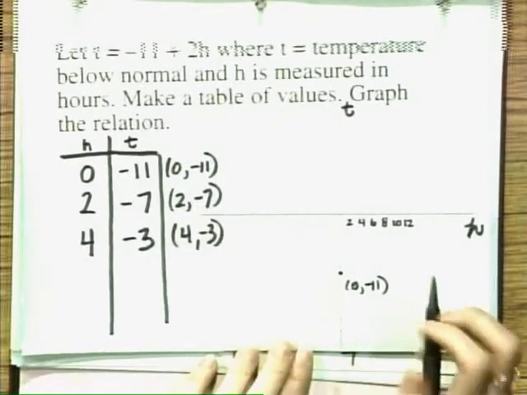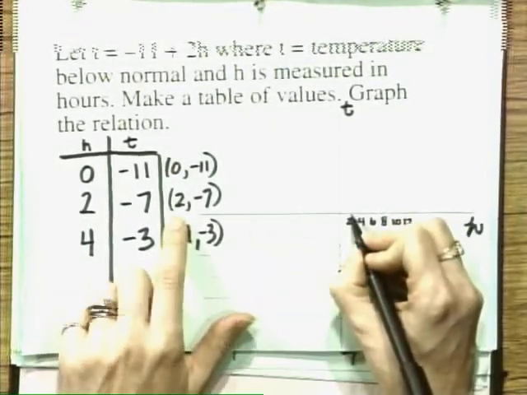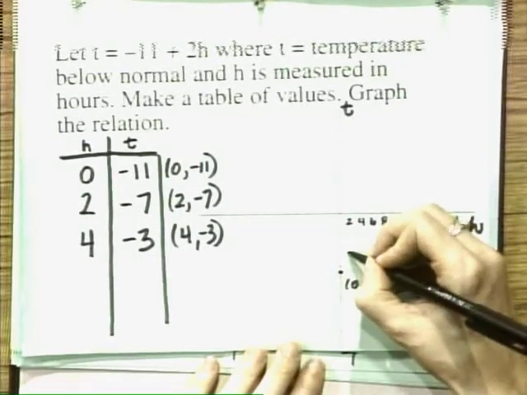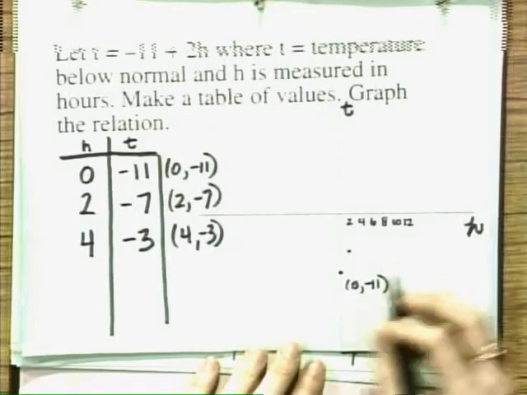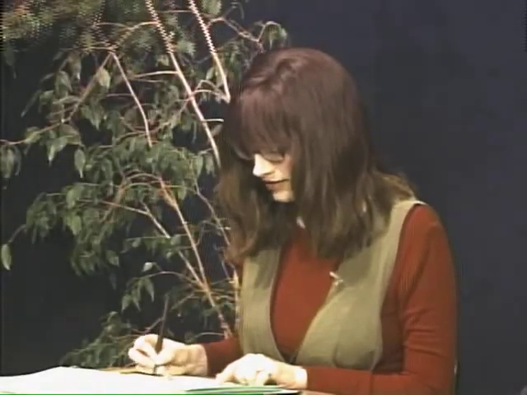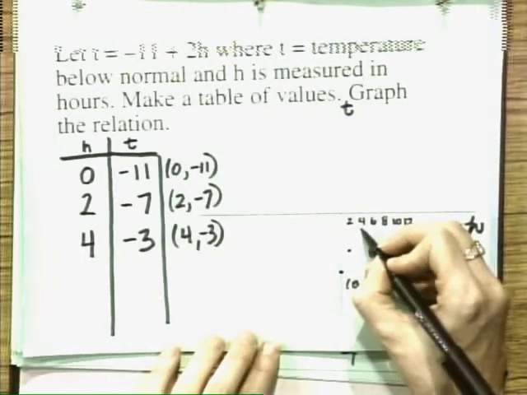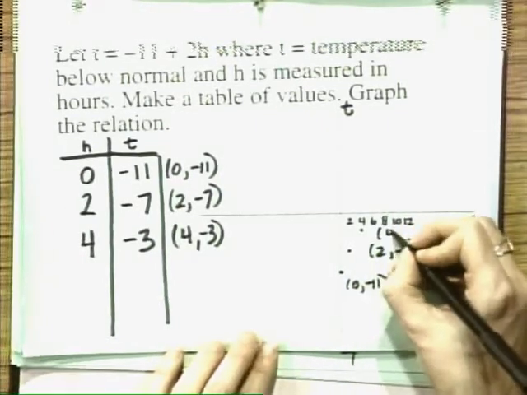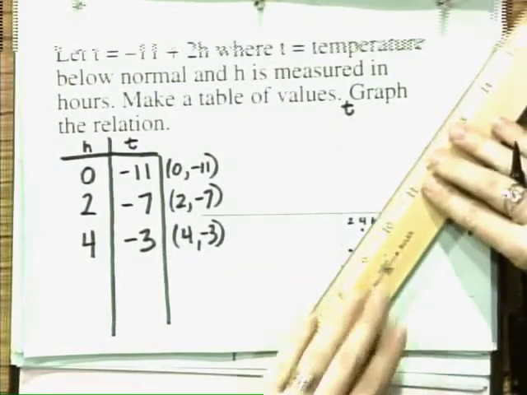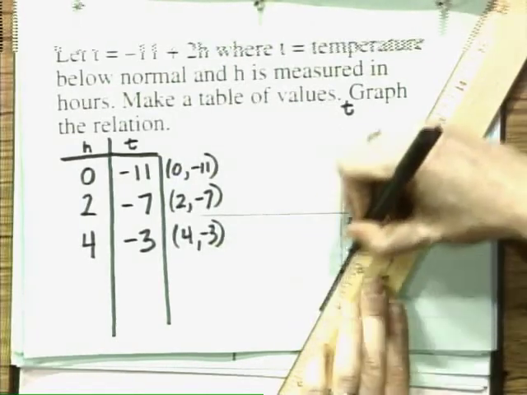Let's see, now we have 2, 7. On our X-axis, on our H, we have 2. And then we're going to go to negative 7. Negative 2, negative 4, negative 6, negative 7. Okay? And 4, here, label 2, negative 7. And 4, negative 3. Here's 4, and we're going to go negative 2, negative 3. 4, negative 3. And then we use our fancy ruler here to draw a line.